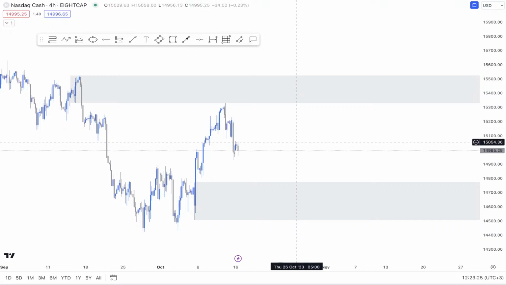Okay, and yeah, this pretty much ends the indices analysis for today. As always, if there's any questions, make sure to let us know in the Discord.